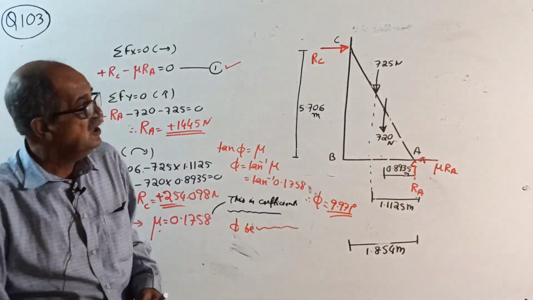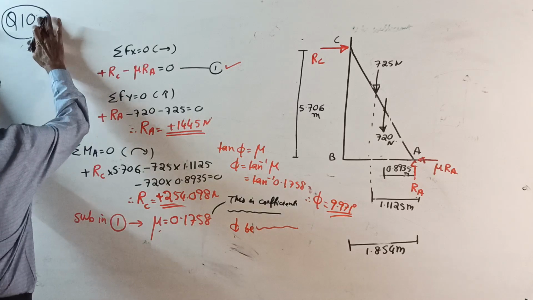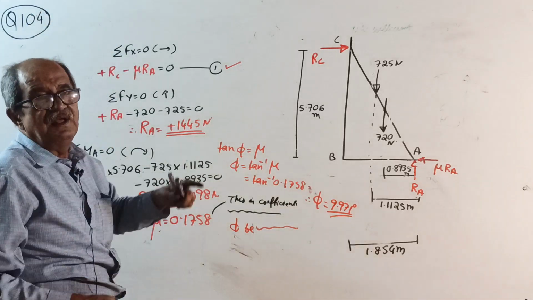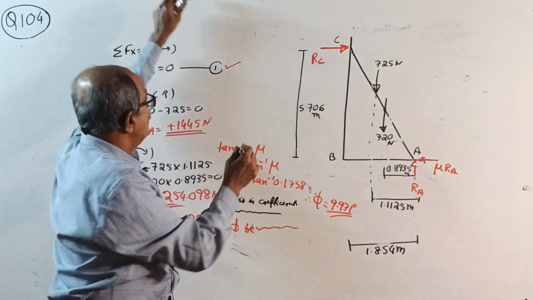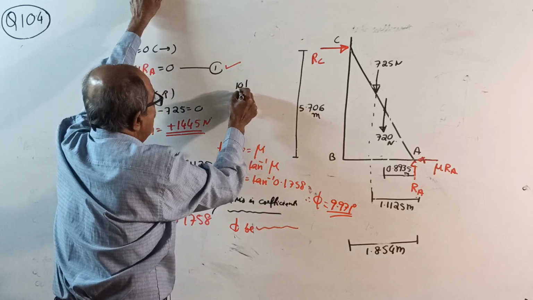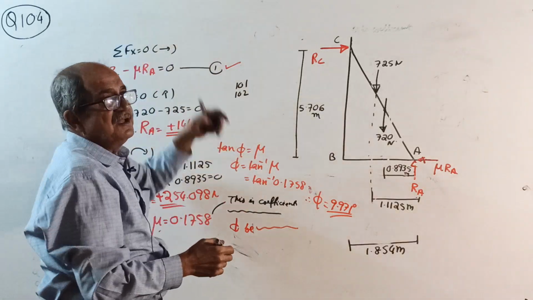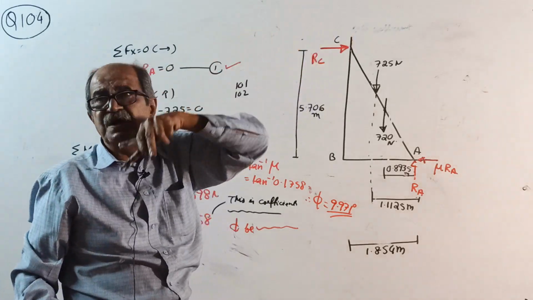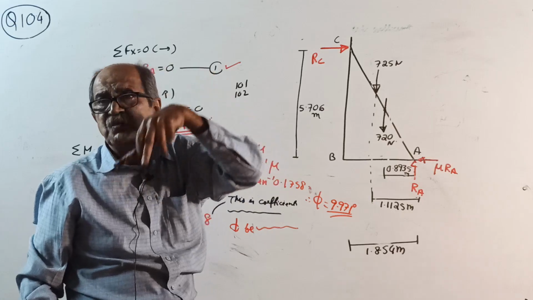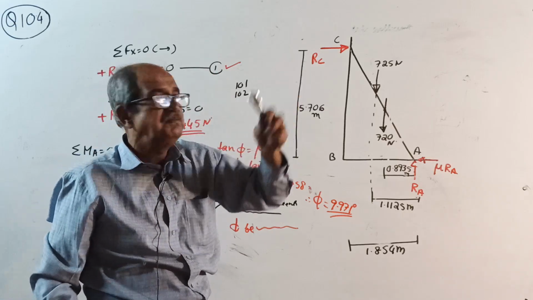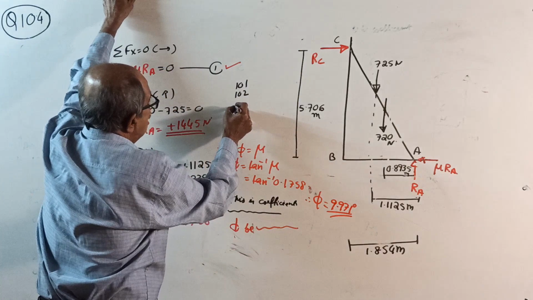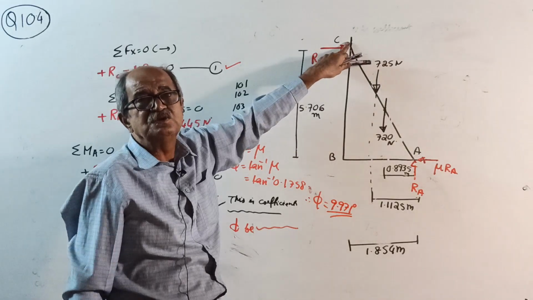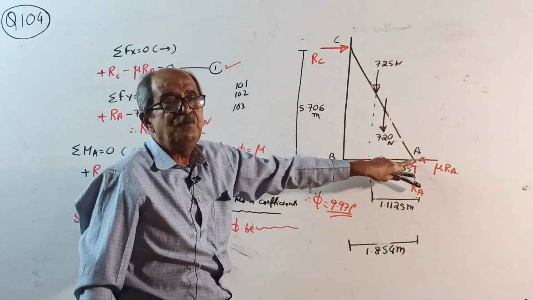Okay, now question number 104. I will tell you now, you make a note here. Questions number 101 and 102 are: friction at top given, find friction at bottom, or friction at bottom given, find friction at top. The question 103 just now solved is: friction at top is not there. Why? Smooth wall. Find friction coefficient at bottom.